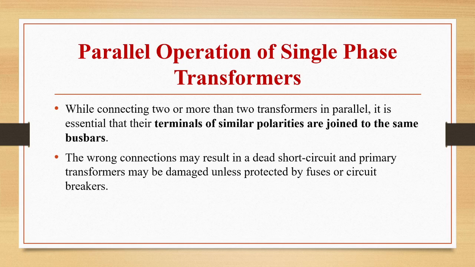So we have to make a point that it is very essential that the terminals of similar polarities are joined to the same bus bars. Otherwise, short circuit will occur and primary will get damaged if it is not getting protected by any fuses or circuit breakers. If they are there, then primary will not short circuit. It will be protected.